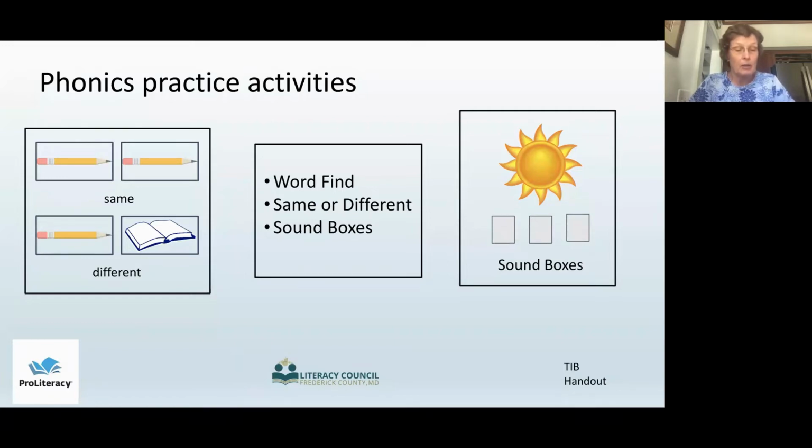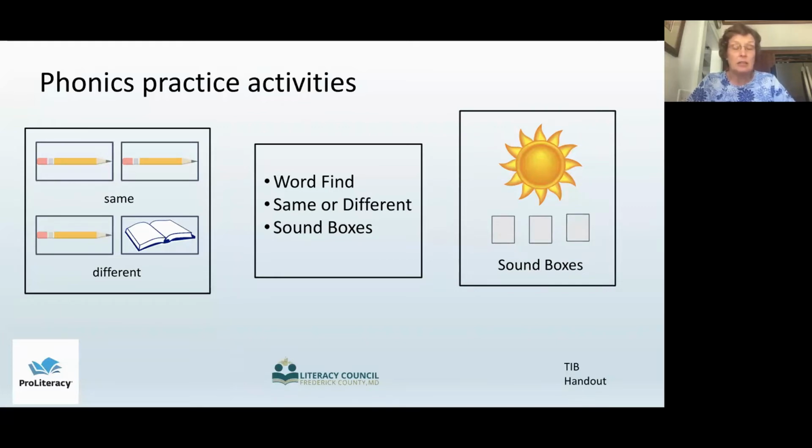A word find: you choose a sound and have the student search a short passage for words with that sound at the beginning, middle, or the end of a word. Or the student could search for a particular sight word, such as they or here. The same and different activity can be used for practicing pronunciation, where you ask the student to differentiate between two sounds. This is also a great way to practice listening and making connections between that sound that is heard and the letter or the letter combinations that go with that sound.